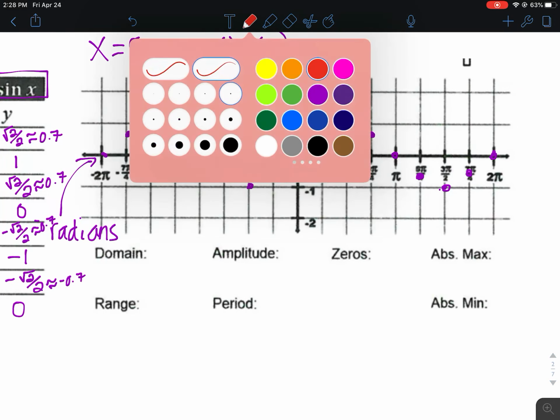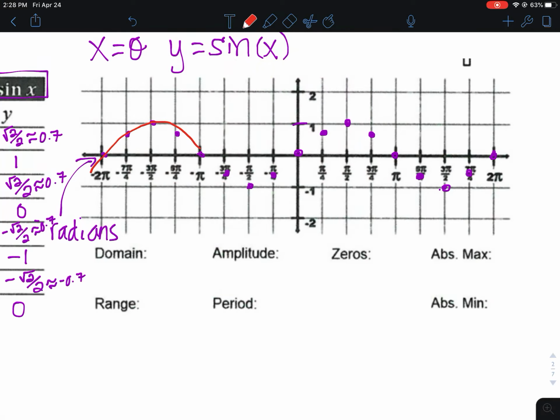And if we go ahead and connect all these values here, my line was a little bit off, but get the idea. We get a periodic function. You can see that the y values are repeating themselves over and over and over. Actually, let me try that one more time.